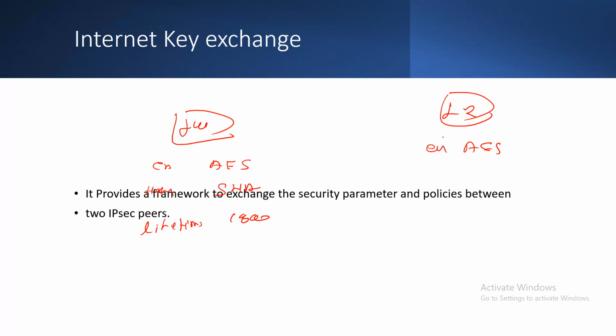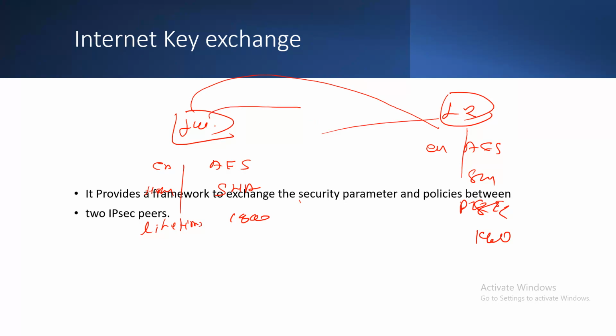This branch also uses the same encryption, SHA, PSK, everything should be the same, and the lifetime is also the same. So both sides must use the same algorithm or attributes to establish the communication. Whatever details are used by this firewall are shared by IKE. Then only the tunnel is established. Someone should be available here and someone available there to share the information. That role is Internet Key Exchange, that is IKE.